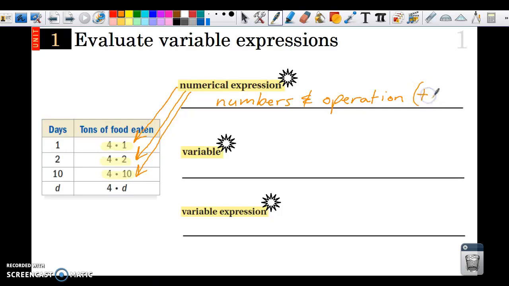And sometimes other operations too, like exponents and radicals and everything else too. But it's just the 4 math operations that we do. A variable is a number whose value is not known. It is just one number, but it is a number whose value is not known.